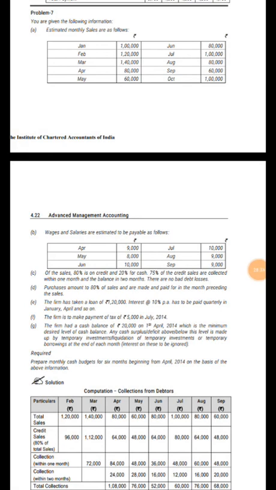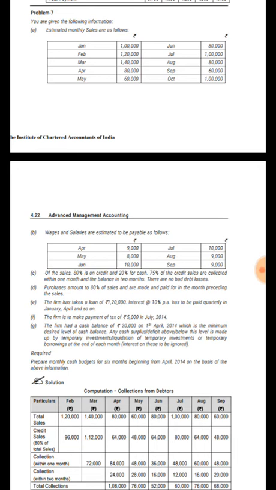Question number 7. You are given the following information. Estimated monthly sales are as follows. From January to October sales are given. Then wages and salaries are estimated to be payable as follows. So wages and salaries are given for the months April to September respectively.